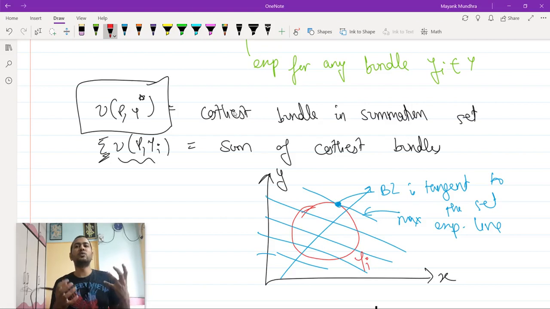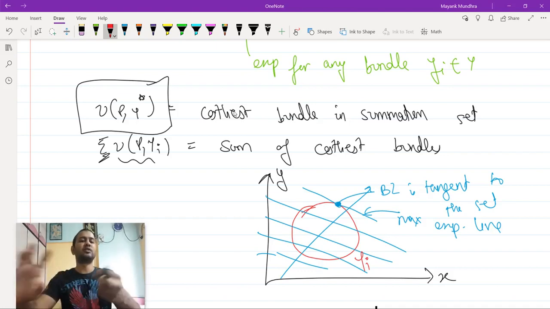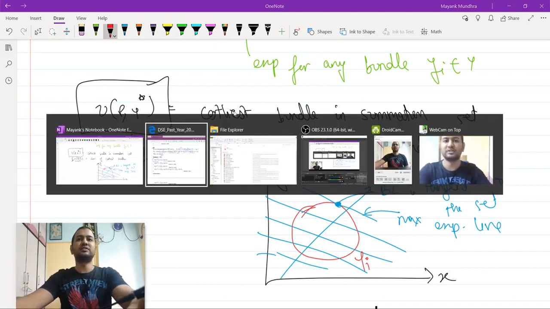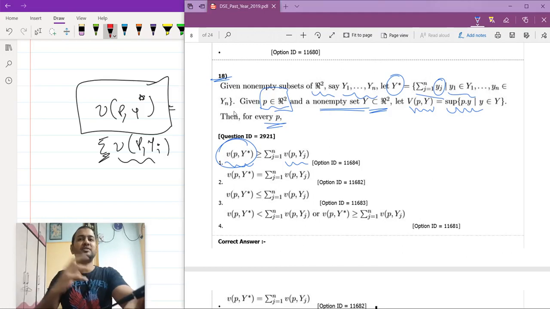So either you add everybody's expenditure bundle and maximize that, or you maximize individual people's expenditure and then you add the maximum expenditures. The final answer is going to be the same. So the costliest bundle of the summation is going to be the summation of costliest bundles. So the answer is going to be an equality.